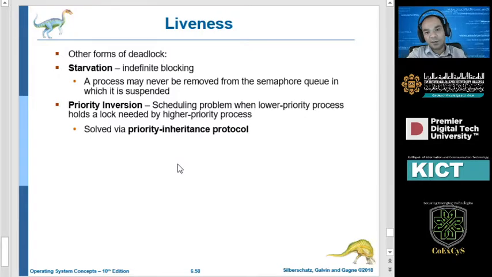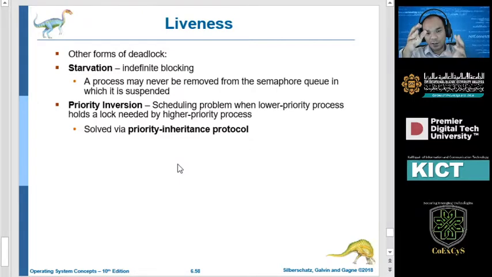Priority inversion, on the other hand, is a scheduling problem where a lower priority process holds a lock needed by a higher priority process. This is when a queue has priority issues. Processes with higher priority are allowed to run first, so the lower priority ones never get to run, and we end up with starvation happening.